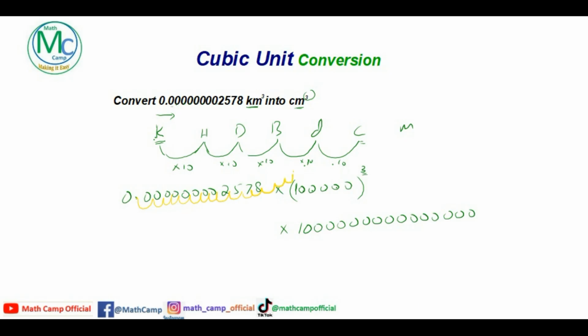So we have 3 gaps left. 1, 2, 3. So this number is going to be 2, 5, 7, 8, and 1, 2, 3 zeros.